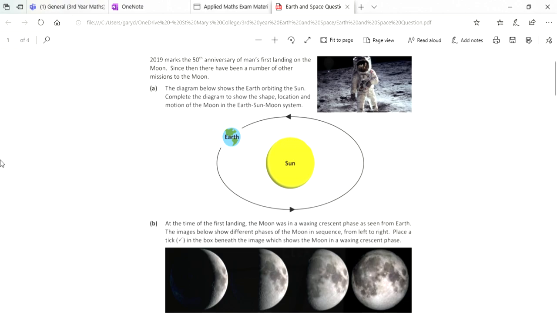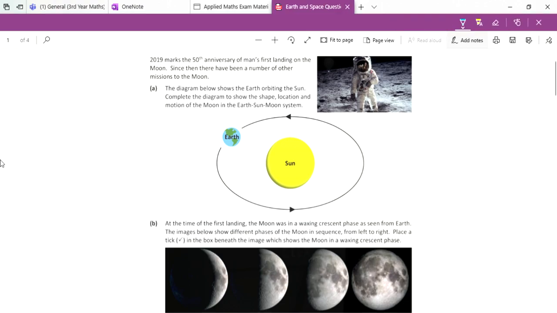So, first question is: 2019 marks the 50th anniversary of man's first landing on the moon. Since then, there have been a number of other missions to the moon. The diagram below shows the Earth orbiting the Sun. Complete the diagram to show the shape, location, and motion of the moon. Now, it's important that you include all three of those because there's marks for each one of those.